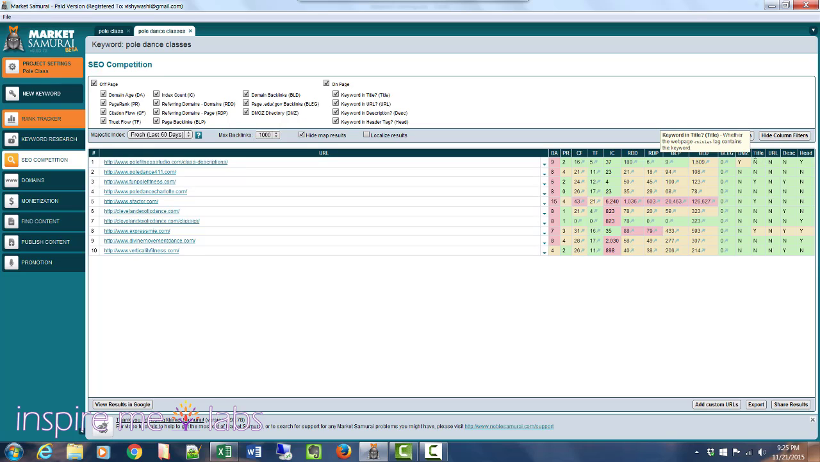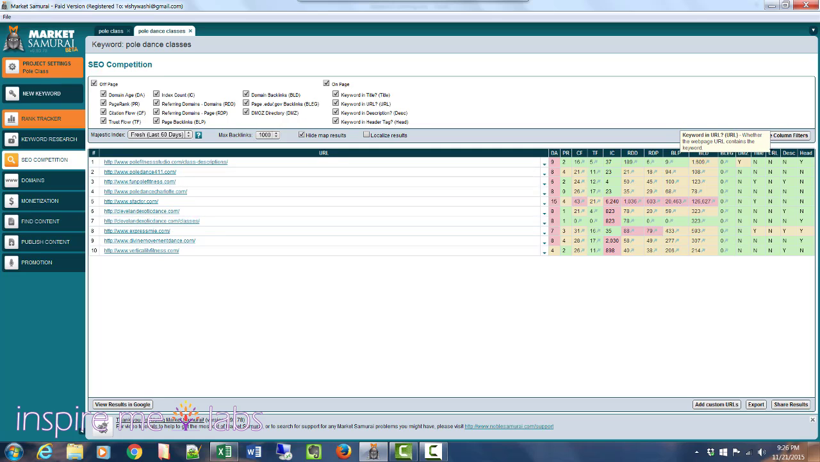Title is basically whether the keyword, pole dance classes, is in the title tag. So does each of these pages have the keyword in the title tag? As you can see, most of them are no, and just a couple of them are yes. So that's a good indication again.